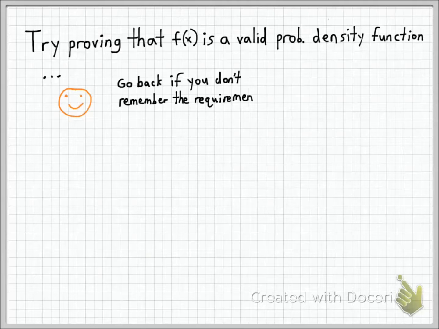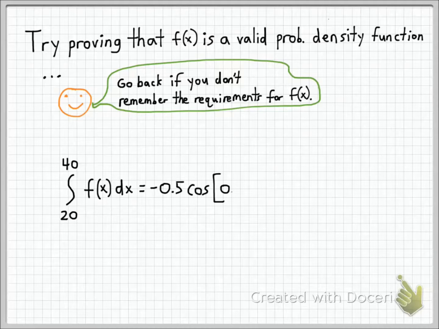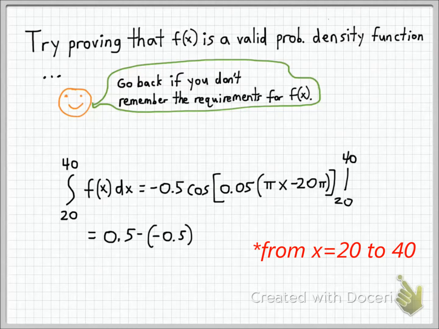So the integral of the function over the entire domain of the variable has to equal 1, and f of x has to be non-negative across that domain. Since the domain is 20 to 40 in this case, let's integrate from 20 to 40 and see if the integral equals 1. It does, and let's plug the function into the calculator. It's never negative, so we're set.